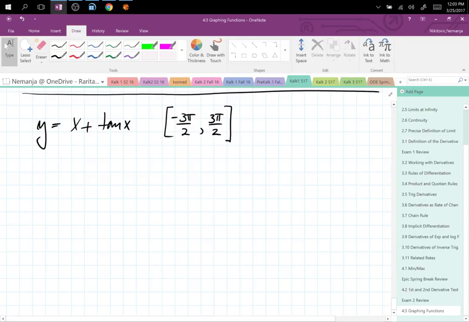Domain, range, X-intercept, Y-intercept, vertical asymptote, horizontal asymptote, slant asymptote, first derivative equal to 0, first derivative test, second derivative equal to 0, second derivative test, extra points, even odd, we rarely use it, and then finally graph at the end.